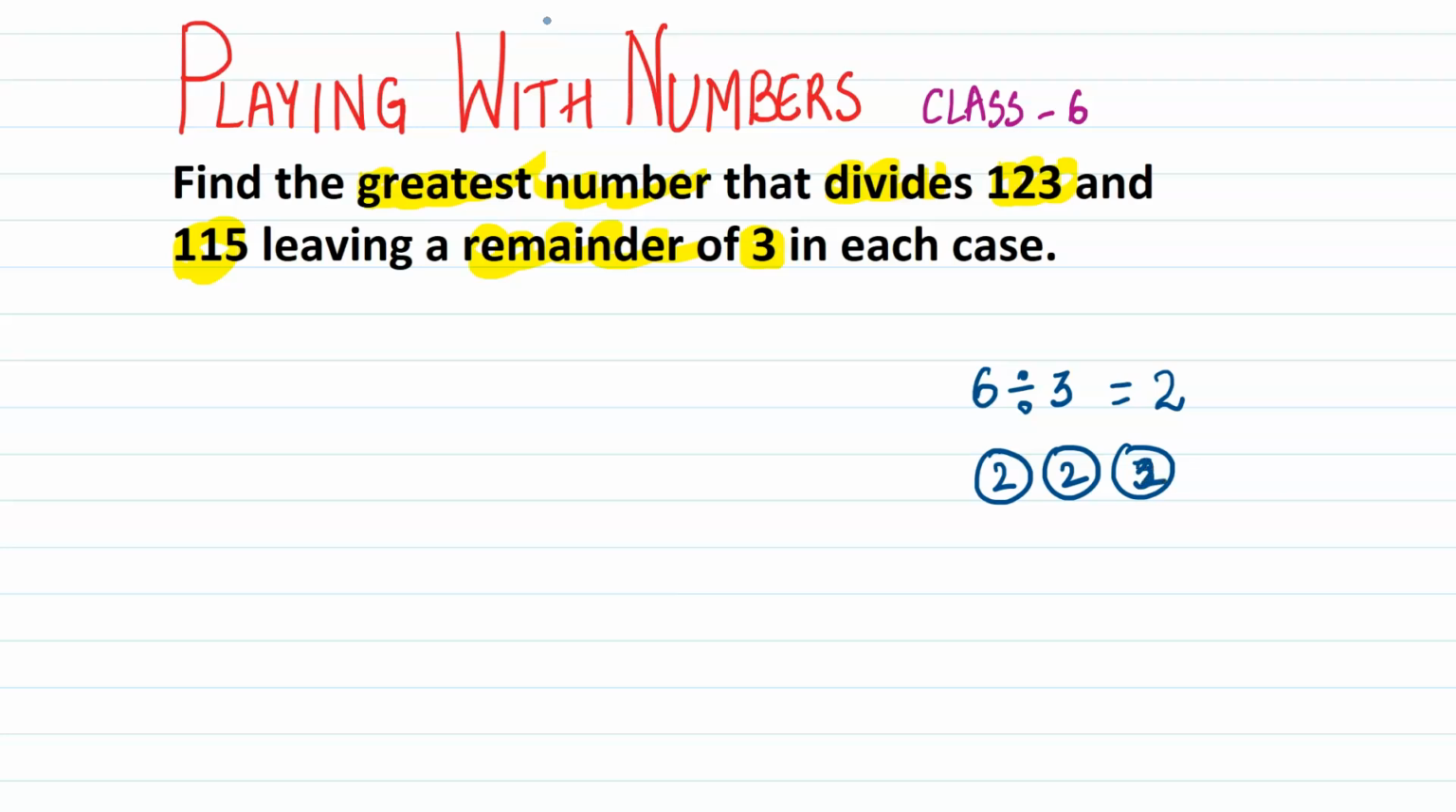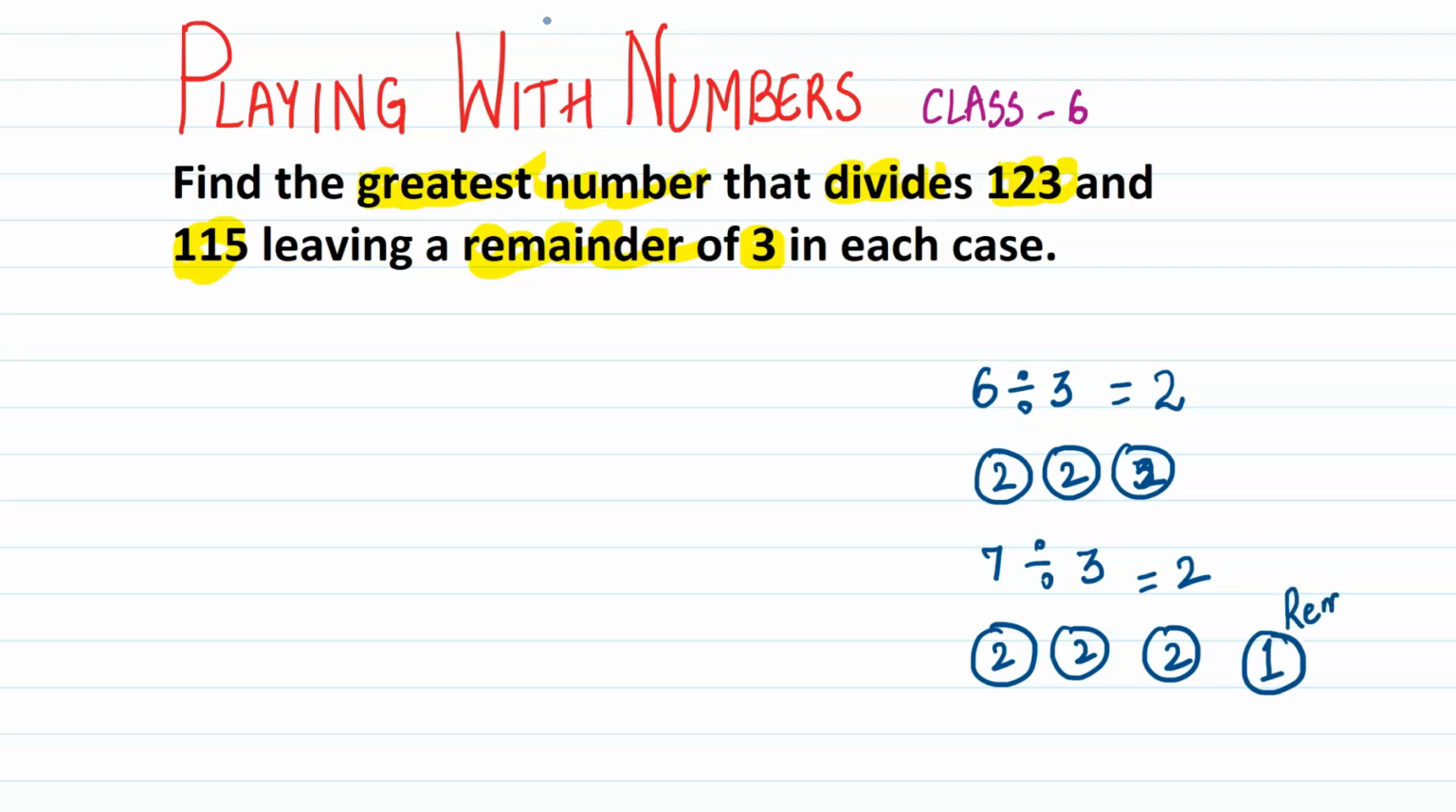Now think for a moment that you have 7 candies with you and you have to divide them among 3. Still, you will give 2 to each, but there will be 1 candy left over. This leftover candy is known as the remainder. So the remainder is actually the leftover part, the extra part which cannot be divided.